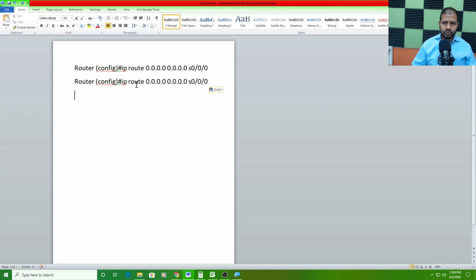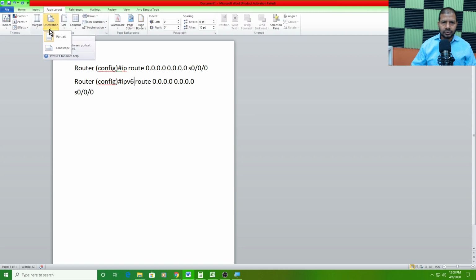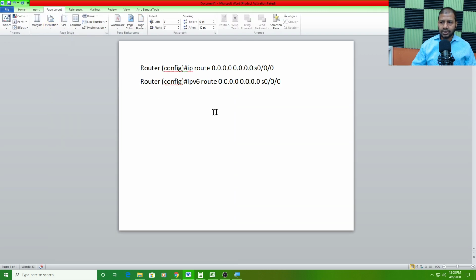I just wanted to do a side by side comparison. For IPv6, you write IPv6 route. And then, in page layout, maybe I can do orientation, that way you have a longer line. IPv6 route, then you don't write 0000. That's the thing I'm trying to tell you. Instead you write colon colon /0. Those are the two different ways to write it down.